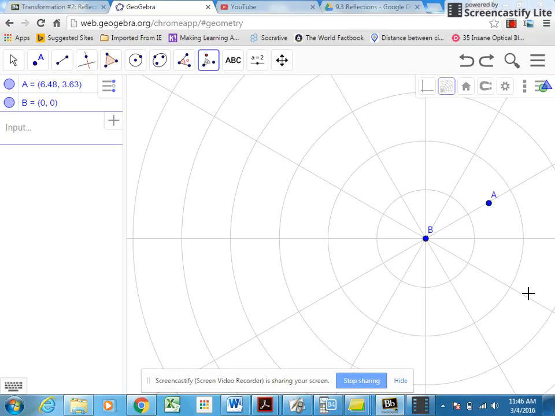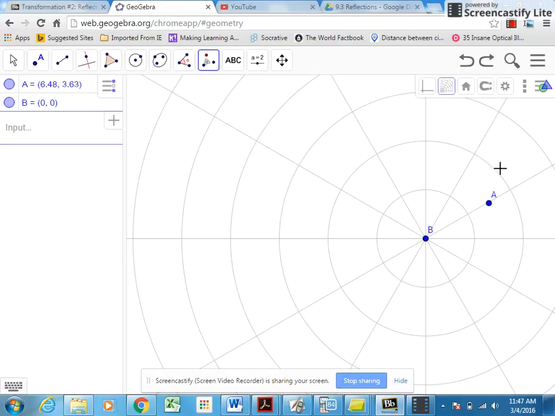Okay, we are looking at the next section here talking about rotations. This is not a mistake. You are looking at GeoGebra. What I have here is what's called a polar graph. This right here going up and down is your y-axis. This would be your x-axis.